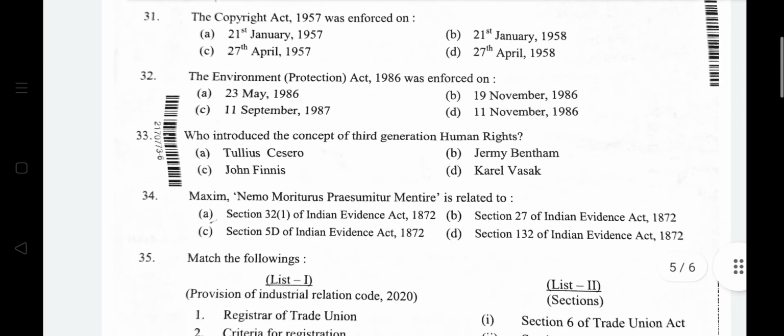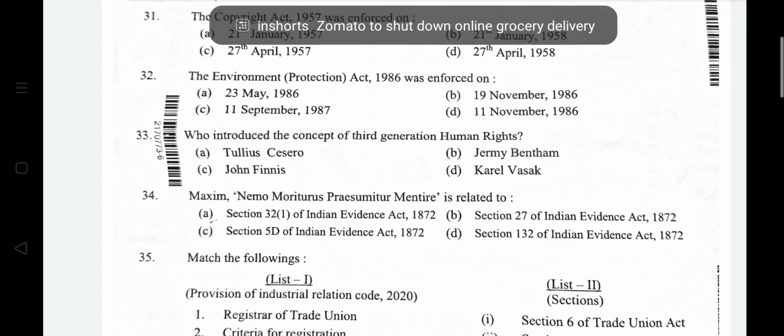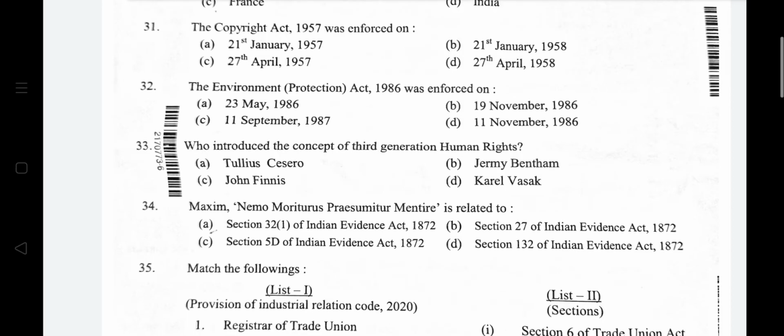Question number 31. The Copyright Act 1957 was enforced on A. 31st Jan 1957, B. 21st Jan 1958, C. 27th April 1957, D. 27th April 1958. Answer is B. 21st January 1958.